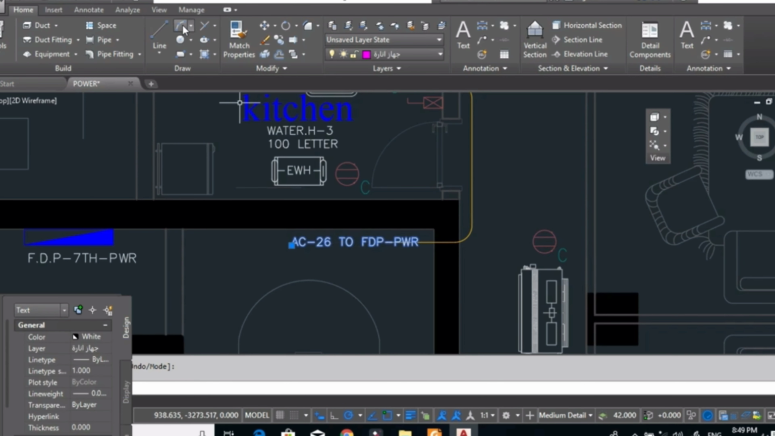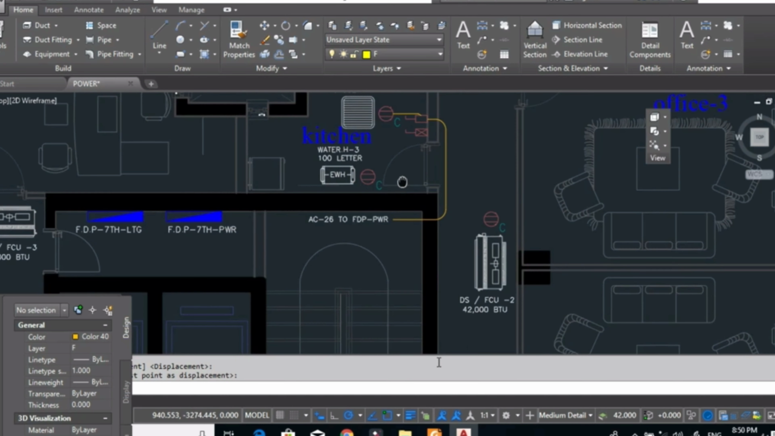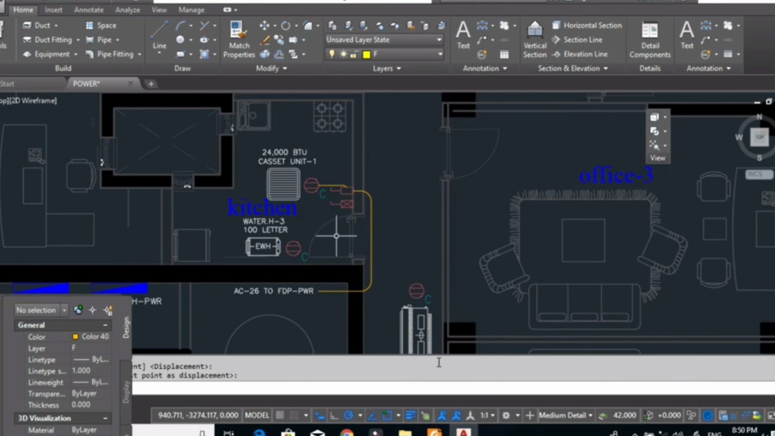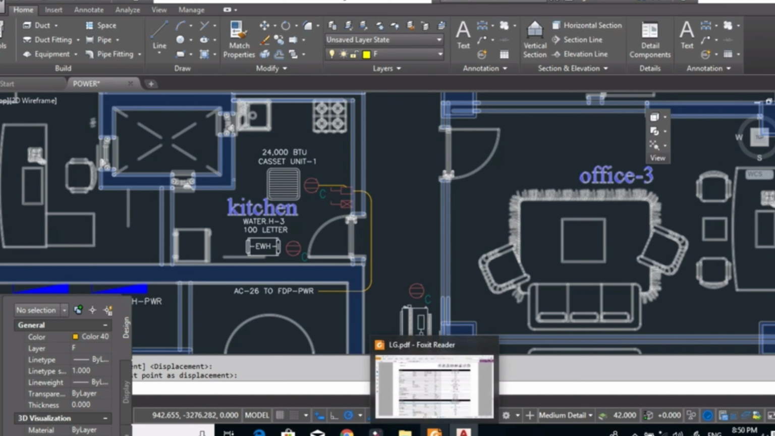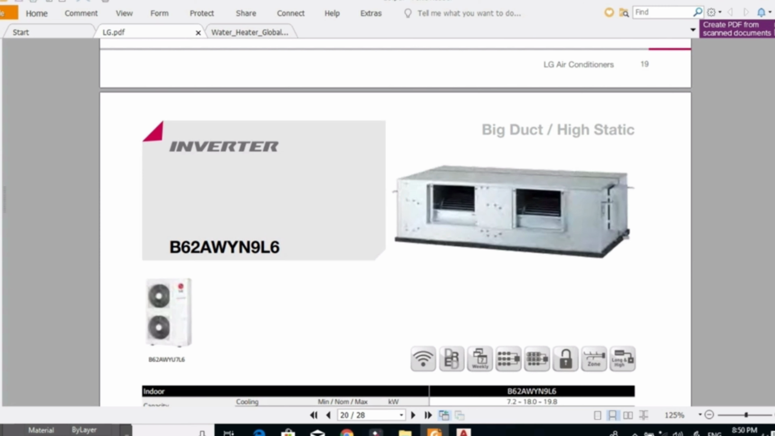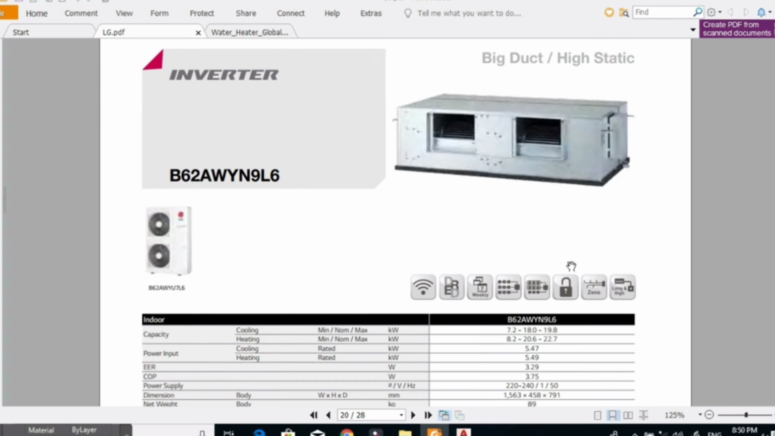I will move it a little bit, and now I will go back to the catalog to be sure if this air conditioning is single phase or three phase, and how much of the watt of these devices. Now I asked the mechanical engineer. He told me that he designed his work with LG brand, for example.